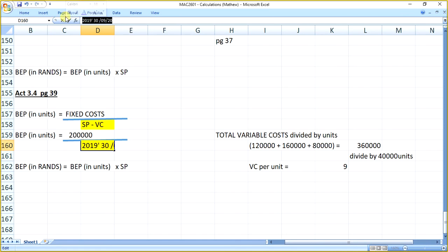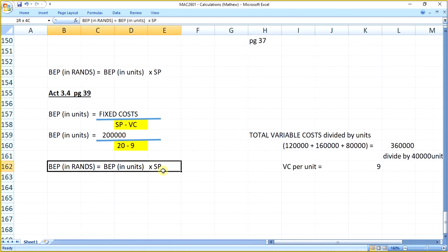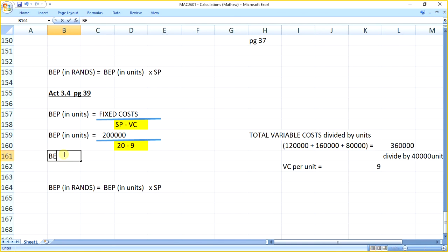Okay, so 20 minus 9 is in the denominator. Solve for the break-even point in units. $200,000 divided by open brackets 20 minus 9, close brackets, you get that. Is that okay? Yes, that's right. It should be the same as what they've got in their textbook. Let's check their textbook and see if it's right.